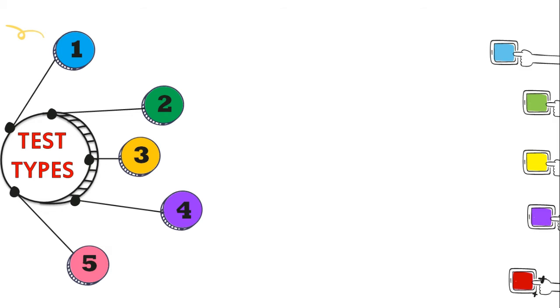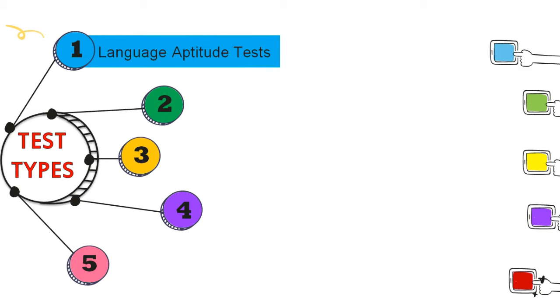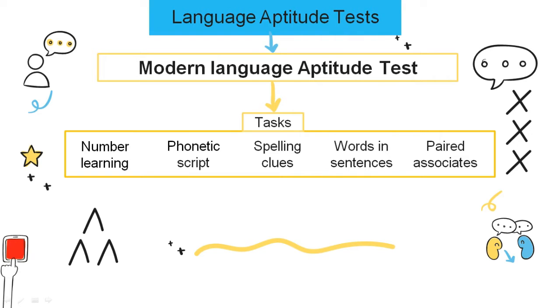First, language aptitude test. This test aims to measure capacity or general ability to learn a foreign language. The example of language aptitude test is the Modern Language Aptitude Test, or MLAT. It requires students to perform some language-related tasks, and it consists of 5 different tasks. They are number learning, phonetic script, spelling clues, words in sentences, and word associates.